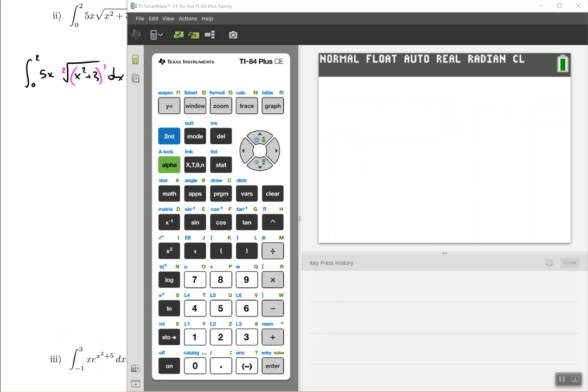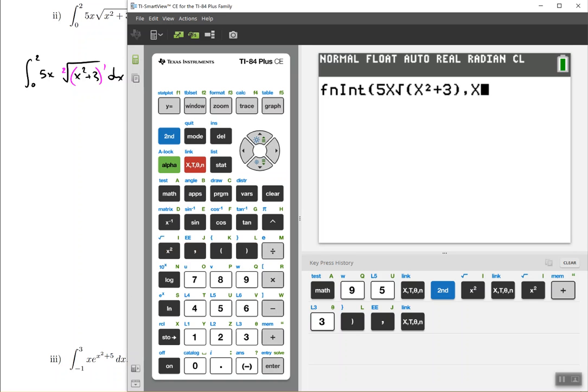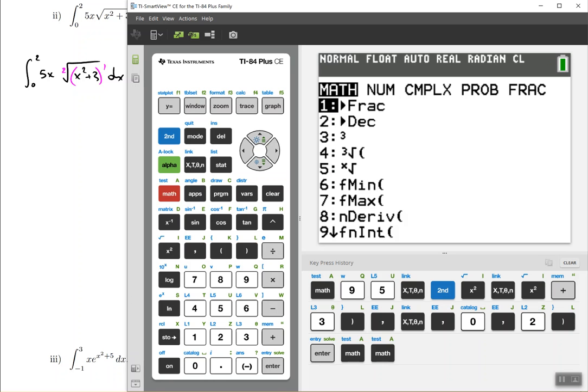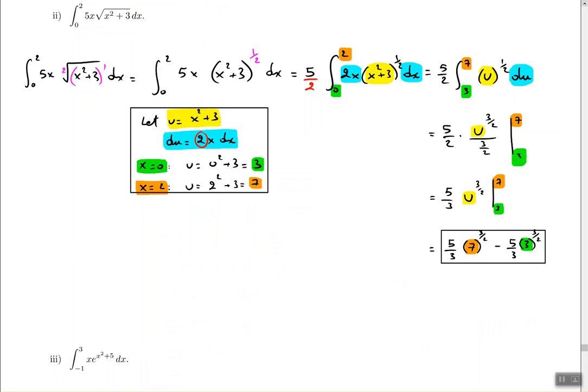So turn on your calculator again and click Math 9, and then you're going to need to type in the expression 5x and then the radical, so square root of x squared plus 3. Close the parentheses of the radical, then put the variable x, then put the lower bound, then put the upper bound 2. And there's the decimal version, and if you click Math 1 to try to make it into a fraction, the calculator will not be successful. So that's the reason why I had to work it out by hand, because there is no way on earth this can be written as a fraction. Oh well, it is what it is.